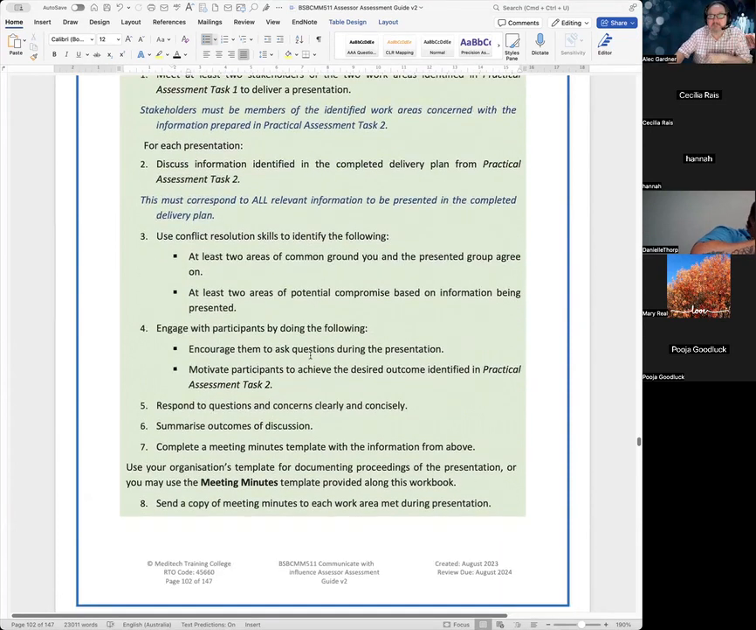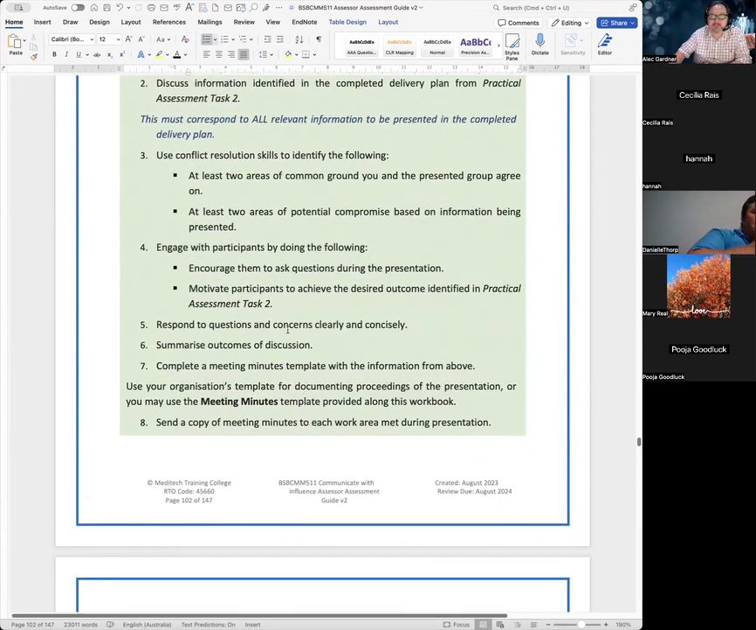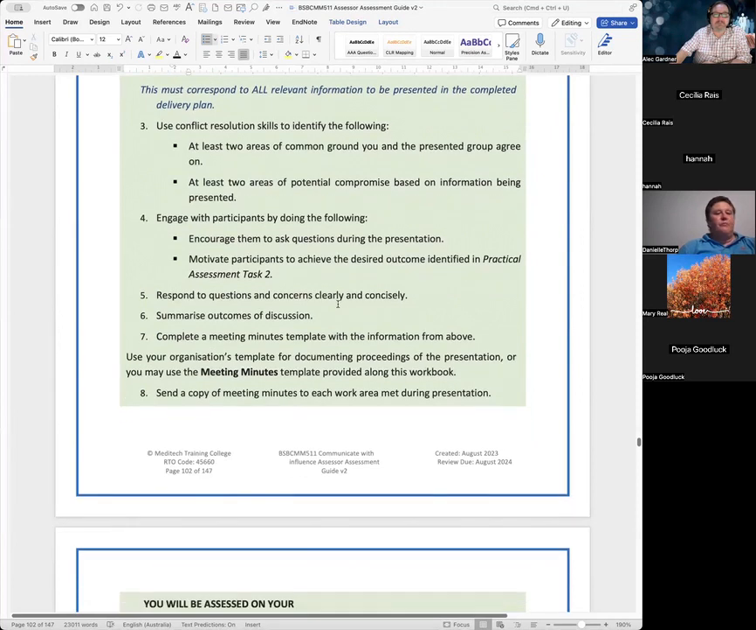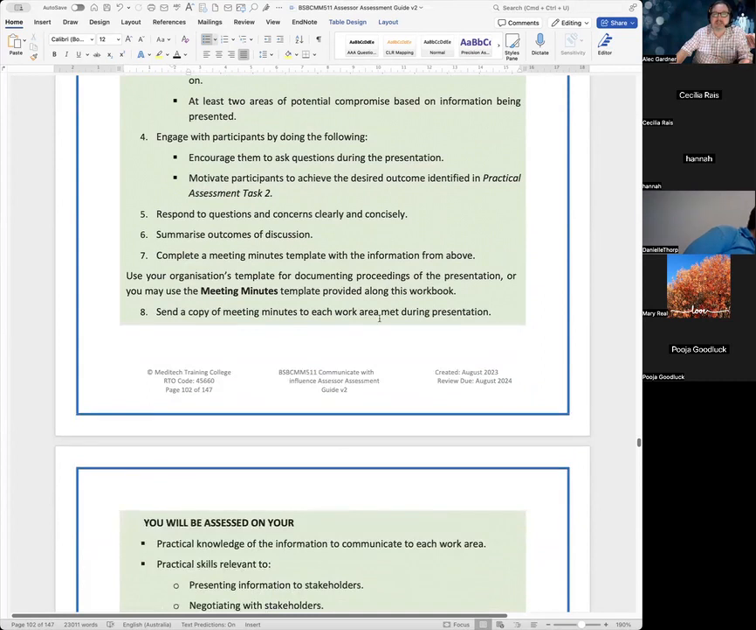And this is from your practical assessment task 2. I'm not going to give you guidance here other than to say, if this was me doing this, I would prime up my participants in the areas that you want to be able to achieve. And then you're going to respond to the questions clearly and concisely, and then you're going to summarize the outcome at the end of your presentation.